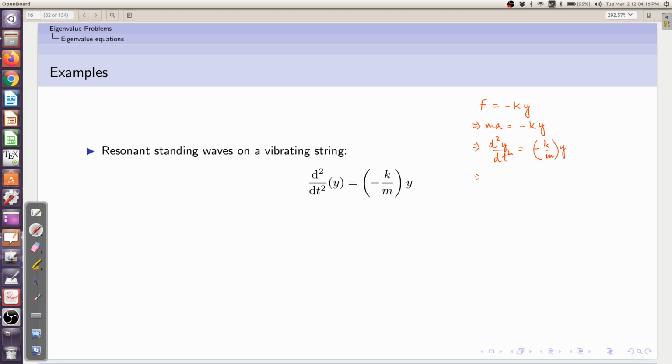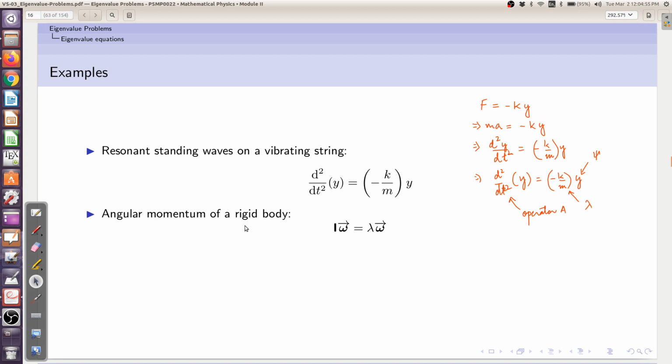So you can see here, this is d square by dt square operating on y. And when it operates on y, it gives us some scalar times y itself. So this is the operator, the operator A. This is the wave function psi, and this one is the scalar lambda. So you can see here A psi is equal to lambda psi. So this is an example of an eigenvalue equation.